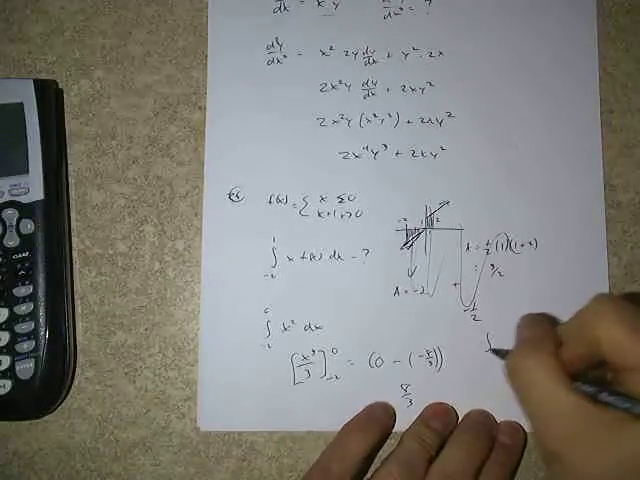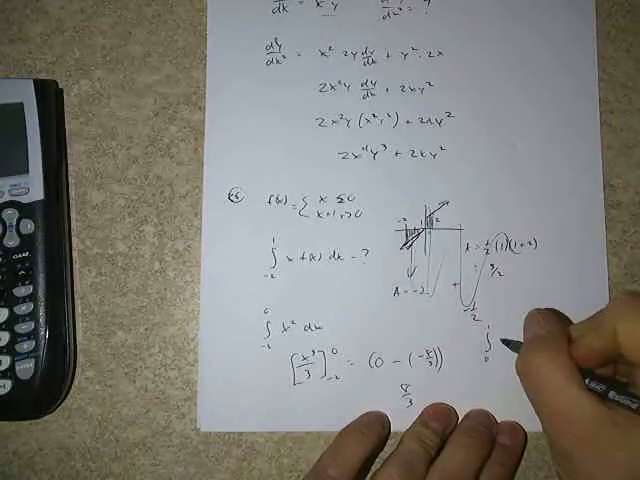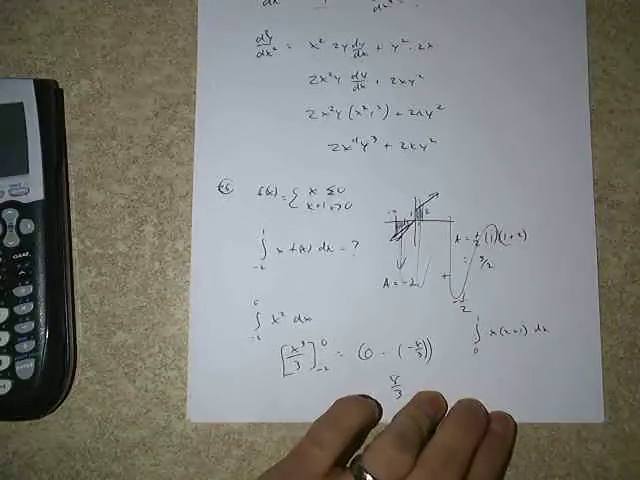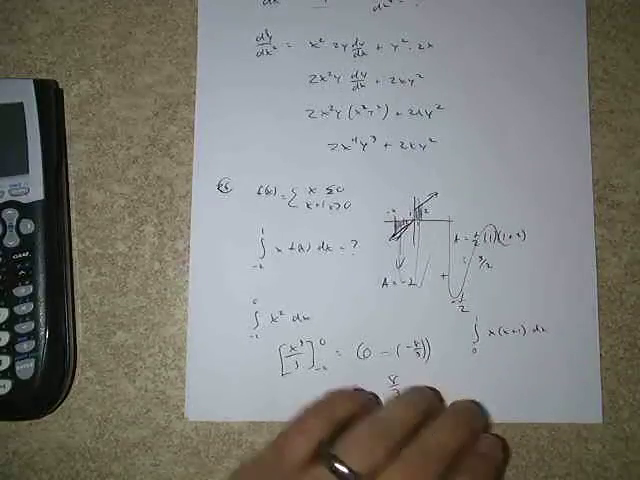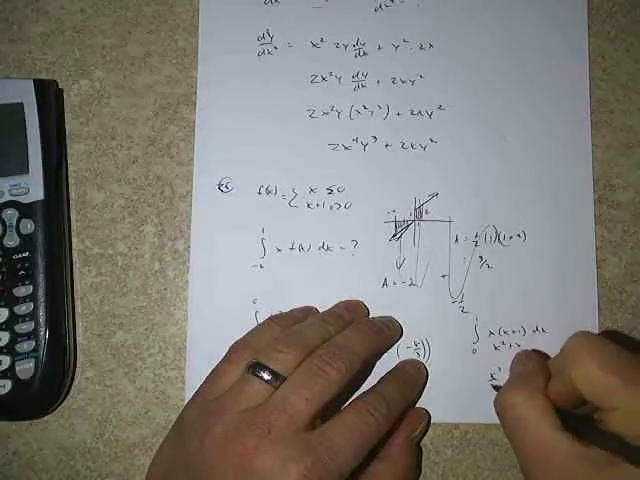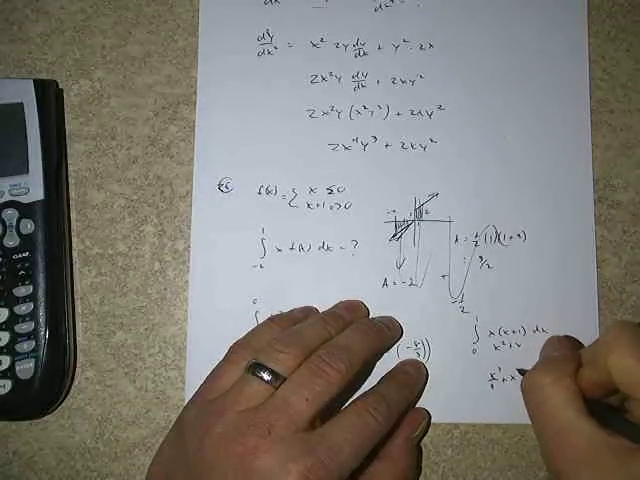Yeah. And then we'll do another integral from 0 to 1, x times x plus 1 dx, because our f of x in that area is x plus 1. And so ultimately that'd be x squared plus x, so x cubed over 3 plus x squared over 2.